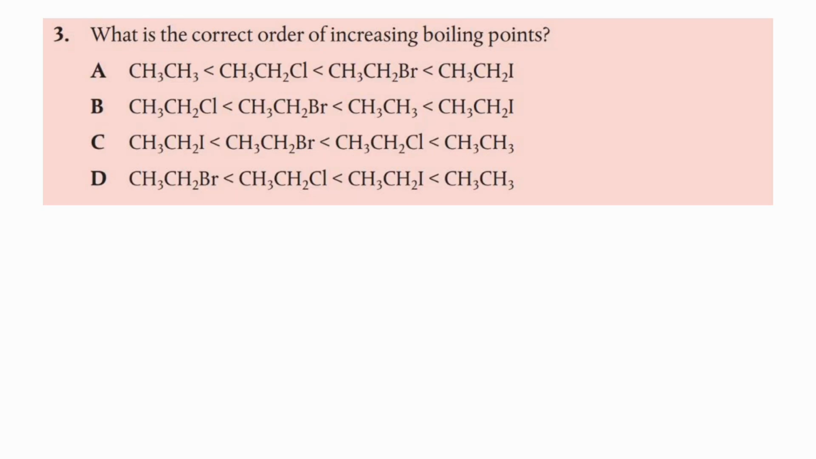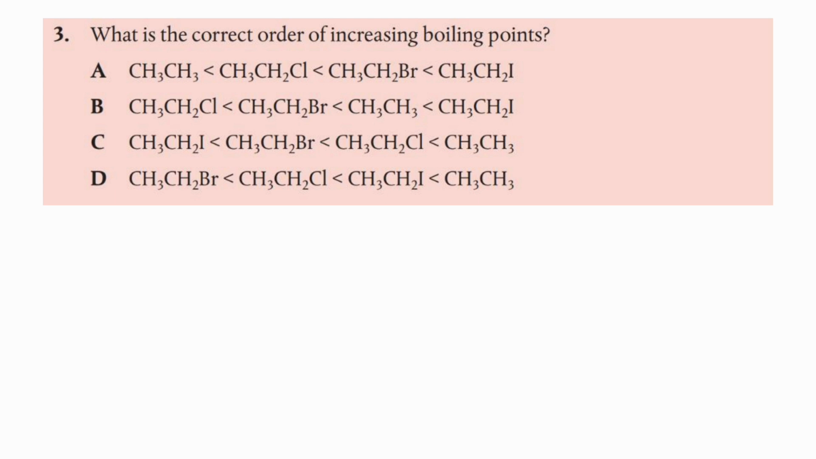3, what is the correct order of increasing boiling points? So we're looking at ethane, ethyl chloride, ethyl bromide, and ethyl iodide. And the key between looking at all of these is both considering the dipole-dipole forces that 3 of them have, and then the London dispersion forces that all of them have. So we know that ethane, or C2H6, that's only going to have London dispersion forces, and our other 3 molecules are going to have both London dispersion forces and dipole-dipole because they are polar molecules.